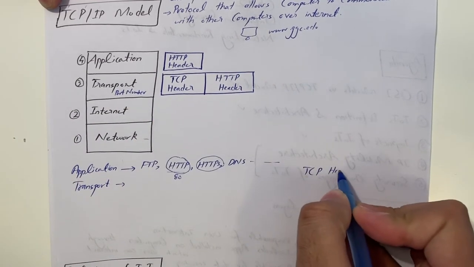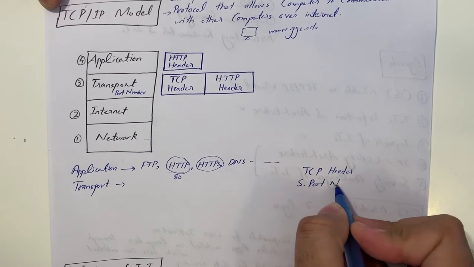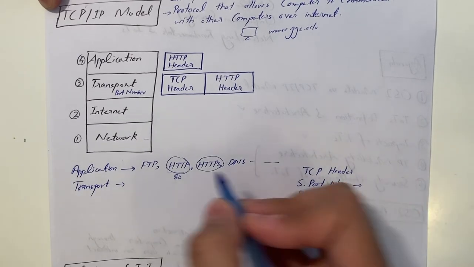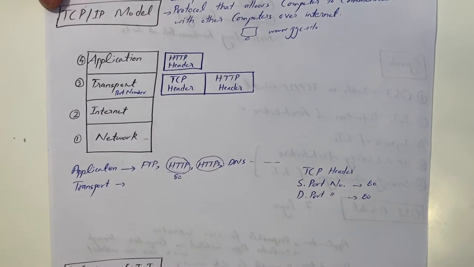The TCP header is basically the source port number and the destination port number. So the source port number is of course 80, and the destination is again 80 if it is an HTTP packet.